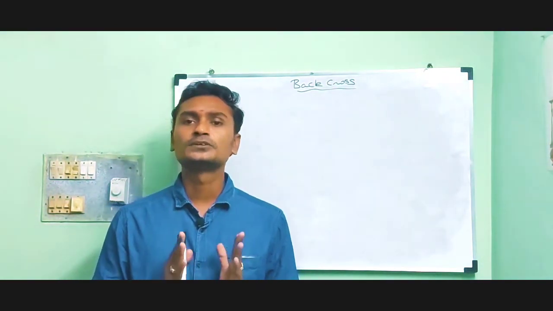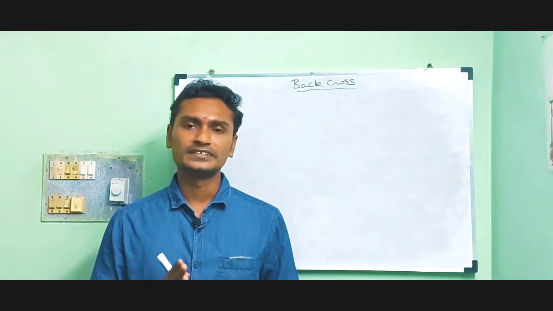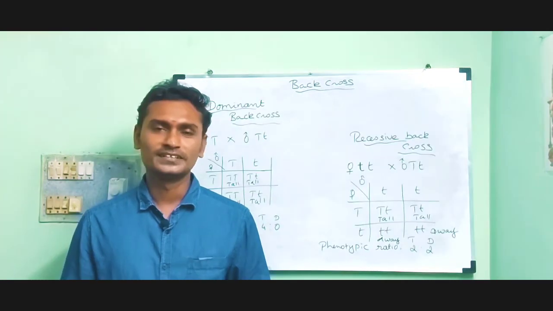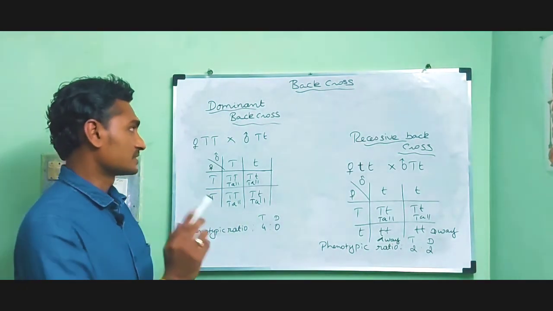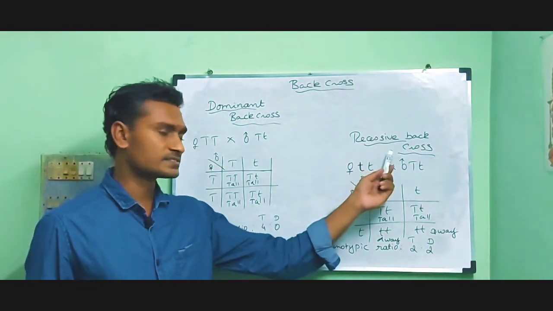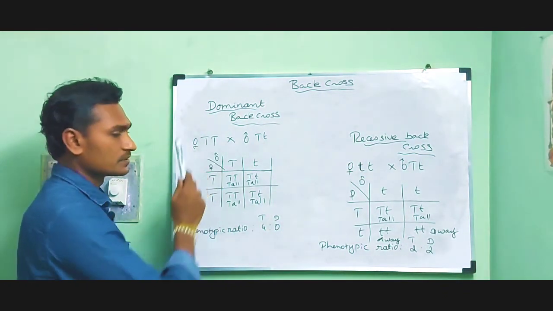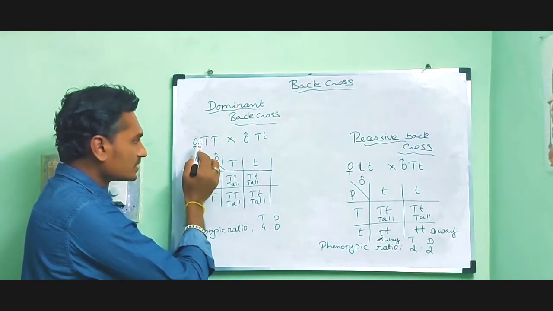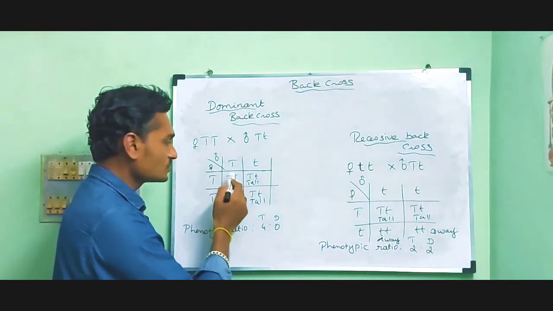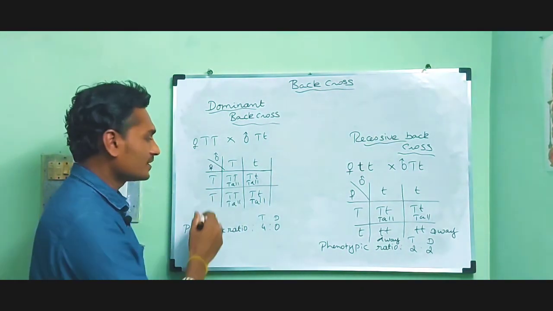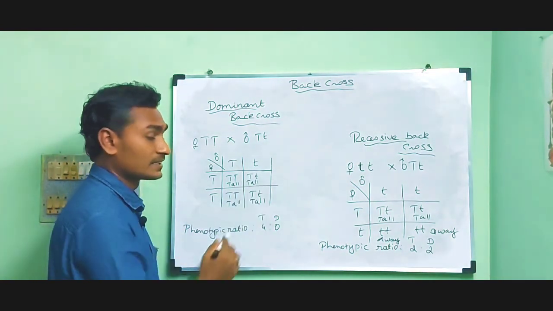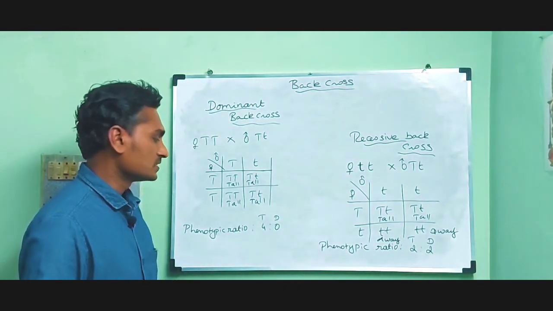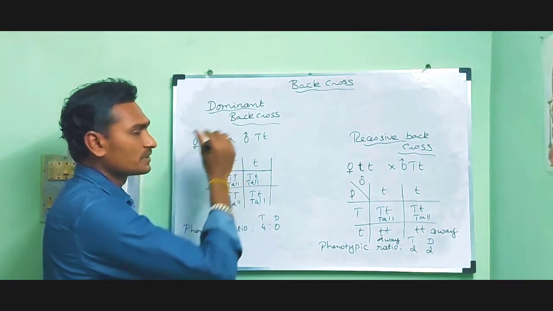There are two types of back cross. They are dominant back cross and recessive back cross. First, I go with the dominant back cross. When the F1 hybrids are crossed with the dominant parent, in the F2 generation we obtain all the young ones with the dominant character, and there is no appearance of the recessive character in the F2 progeny. That cross is called the dominant back cross.